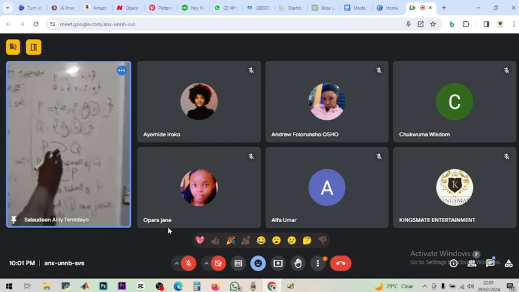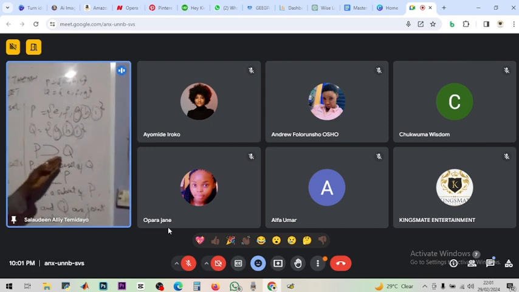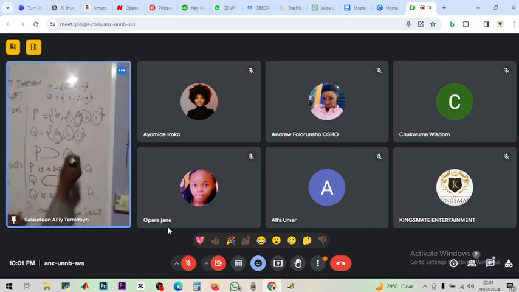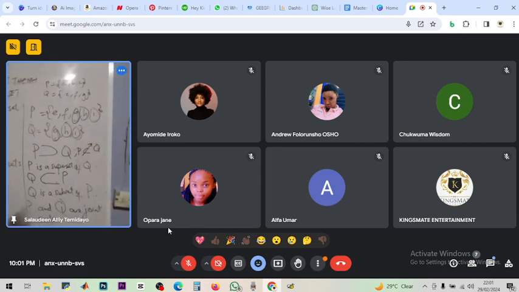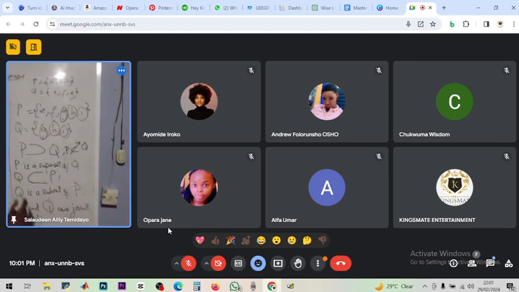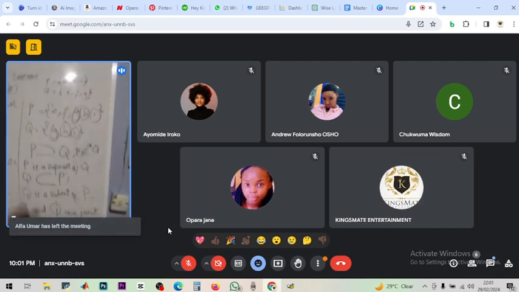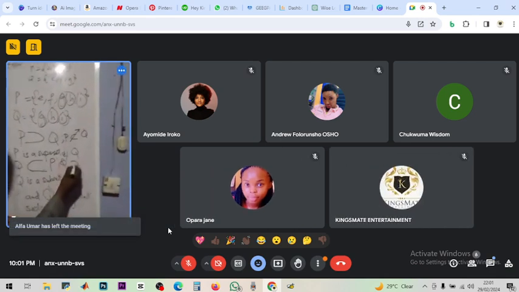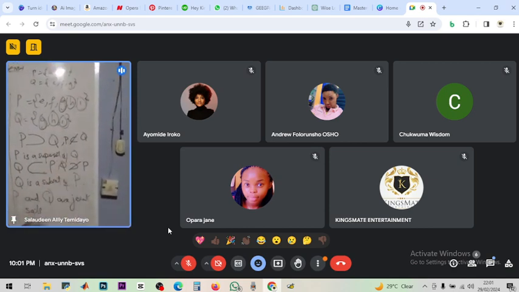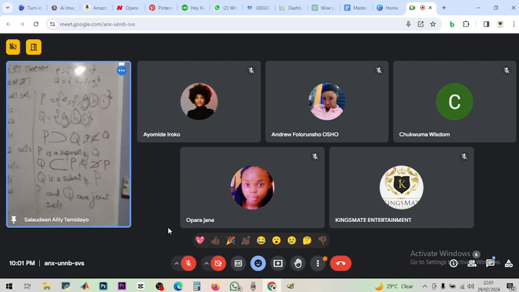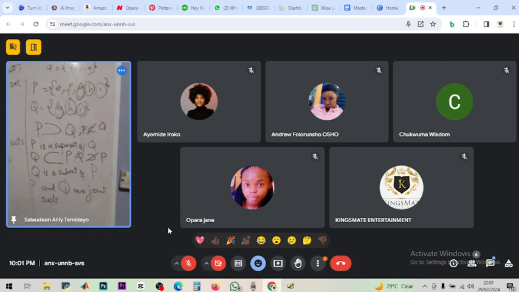So if P is a superset of Q, definitely P cannot be a subset of Q. P is a superset of Q, so it cannot be a subset of Q. You can just say P is not a subset of Q. And if Q is a subset of P, then Q cannot be a superset of P. So Q is not a superset of P. Just cancel it. That is what that thing means. Not means just cancel it. Please, are we getting it?